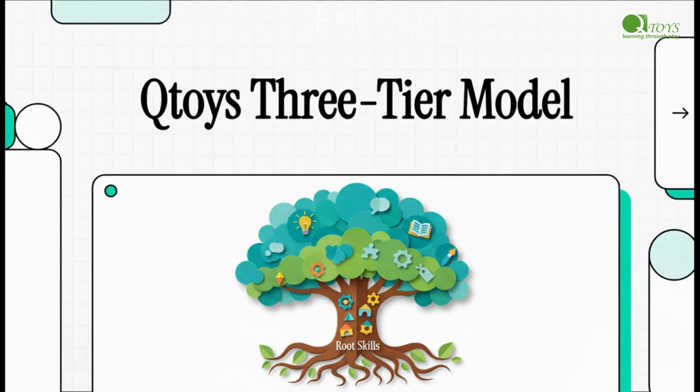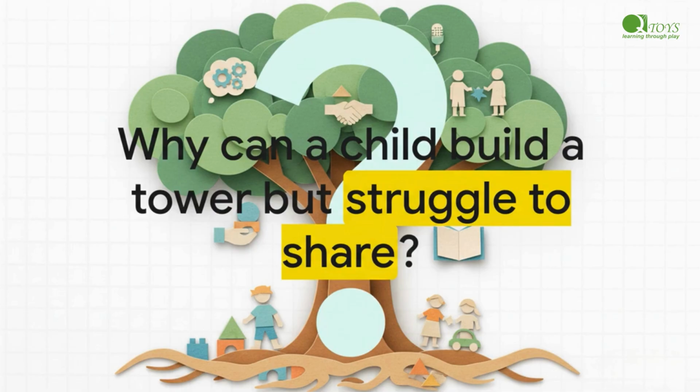All right, today we are diving into something really fascinating, a framework that gives us a map for understanding how kids learn and grow. It's called the Qtoys 3-tier model. So have you ever seen this?